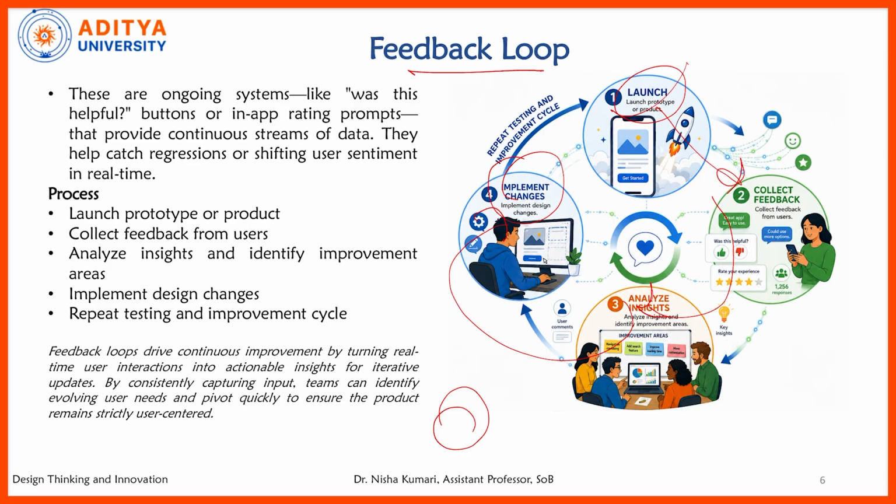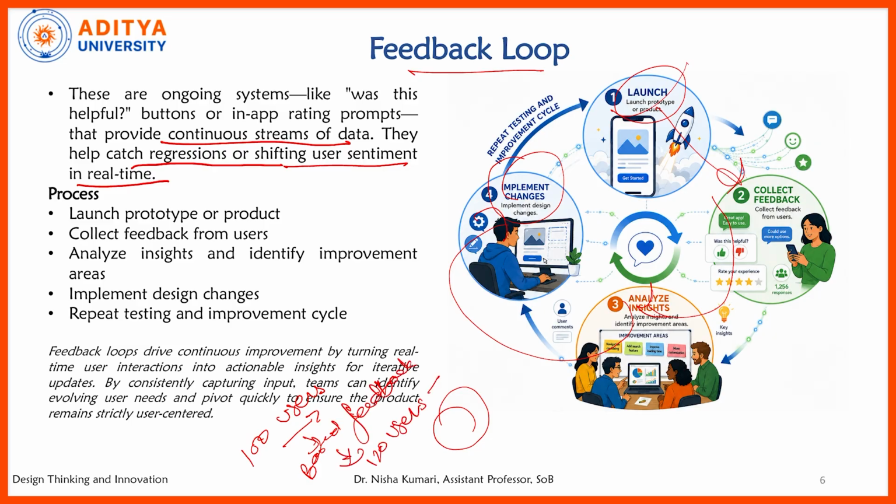So while we talk about the feedback loop, it's a continuous stream of data, and it helps in catching regression or the shifting user sentiment in real time. For example, in the beginning when we launched our app, there were 100 users who came and installed our app. Now, with time, based on the feedback given on that particular page, we now have 120 users. So it's a positive impact, correct?